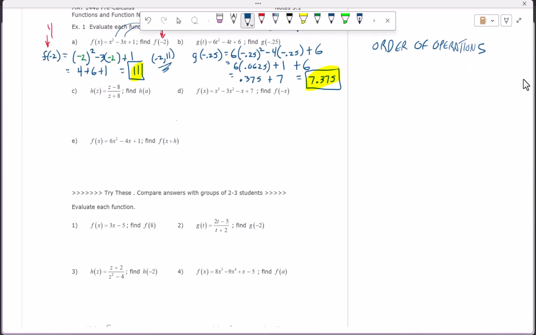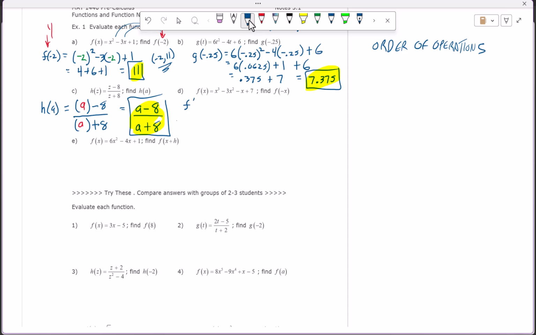Okay, next problem, h of z. So z is the variable. Now we're going to find h of a. Don't let that bother you. All that means is where you see a z, that z is going to be replaced with an a. And then there's nothing to work out on this problem. You don't have any like terms, so you just get a minus 8 over a plus 8. So that would be how that function evaluates. You have a variable, you can exchange one variable for another, and there's reasons why we do that in math.